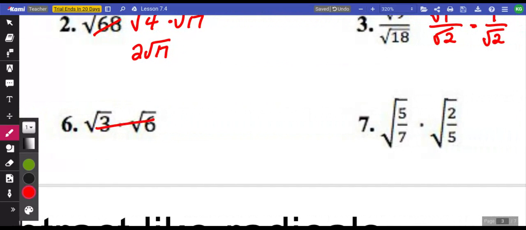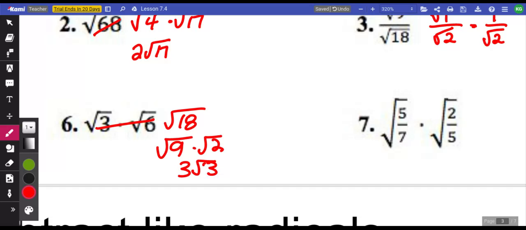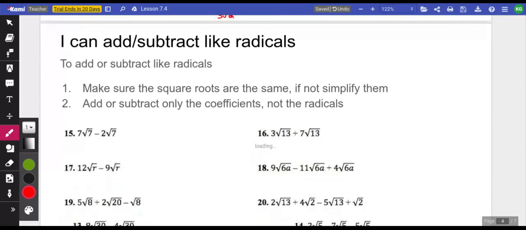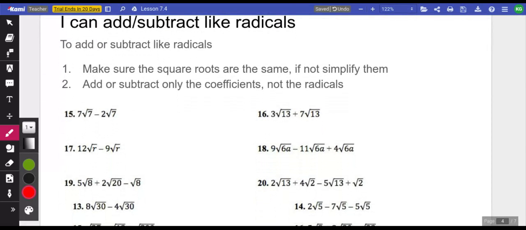The next one, 3 times 6 would become 18, which breaks up into square root of 9 times square root of 2, which is 3 square root of 2. So once we've broken them up into their most simplified radical, we can add or subtract them. But we can only add or subtract like roots.